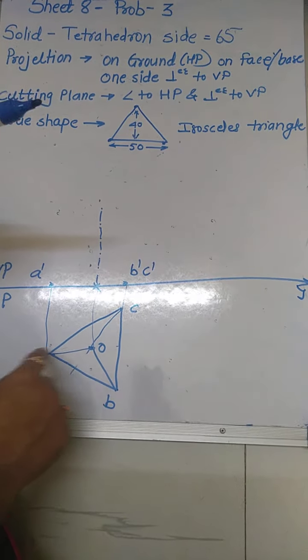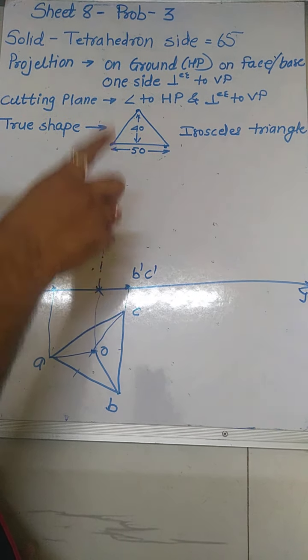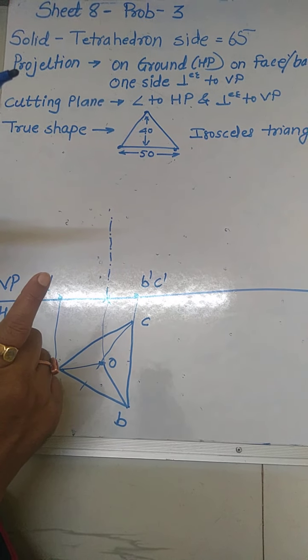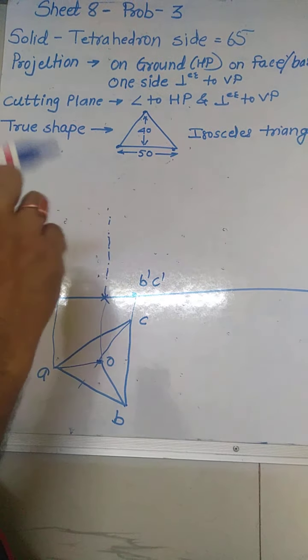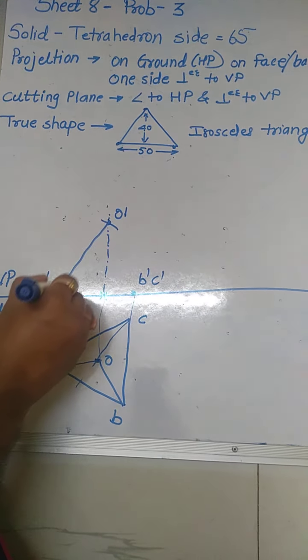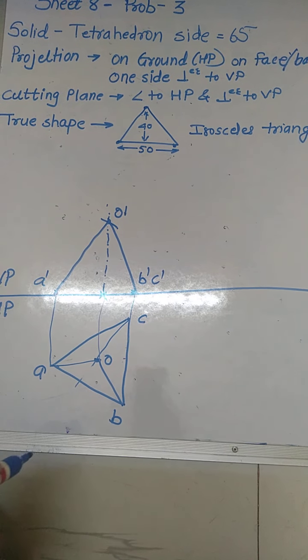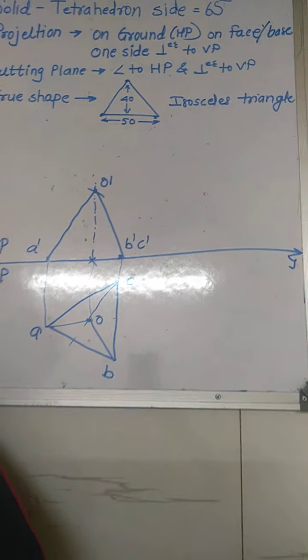As OA is parallel to VP, here you will get the true length, and the true length of one side is 65. So take 65 distance in your compass. Taking A dash as center, cut one arc here, and you will get the position of O dash. So this is how you will project the tetrahedron. Now this is all about the projection of the tetrahedron.